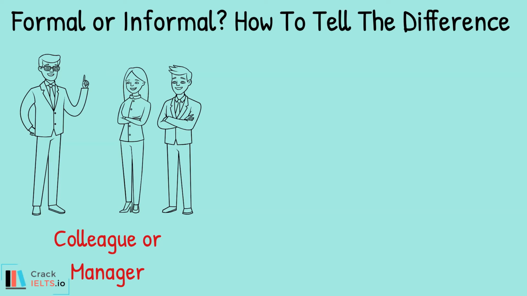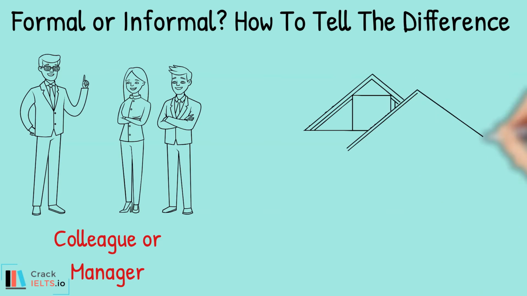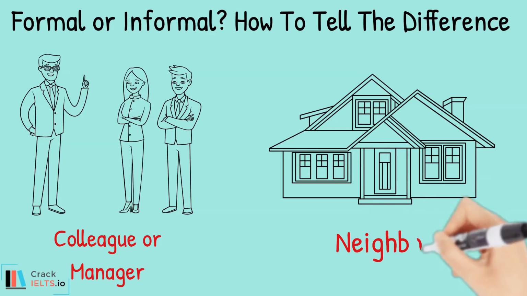The other situation that can be confusing is where the person you have to write to is a neighbor. Again, assume that you do not know them very well and write a formal IELTS letter. If you follow the rule of only writing an informal letter when the question contains the word friend, you'll be fine.